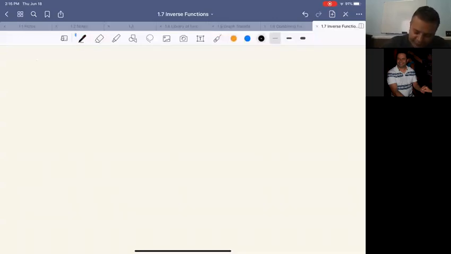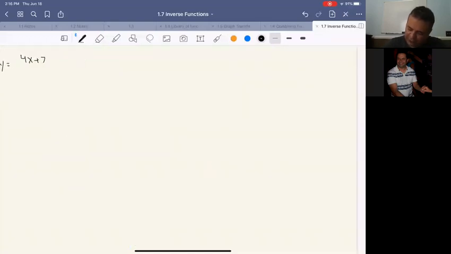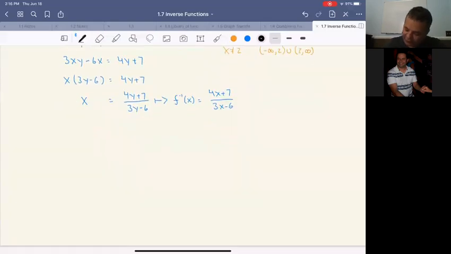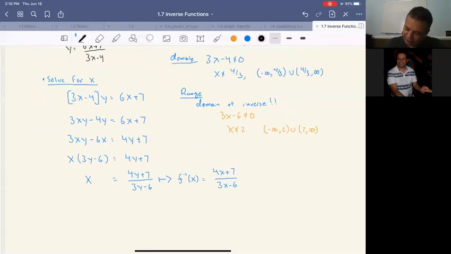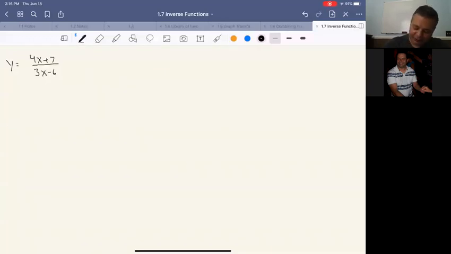Let's take y equals 4x plus 7. That's not the one I did before, right? No, okay. y equals 4x plus 7 over 3x minus 6. Just want to make sure it's not the... That's actually the inverse. So let's change that altogether.